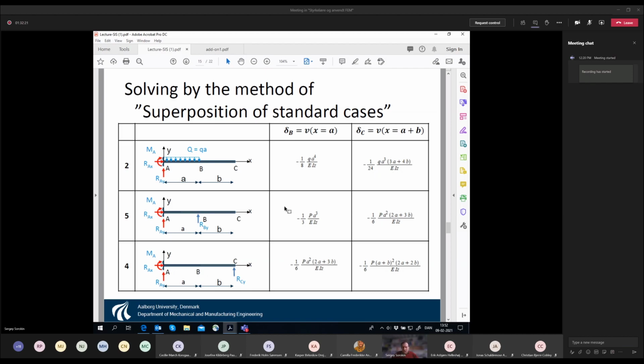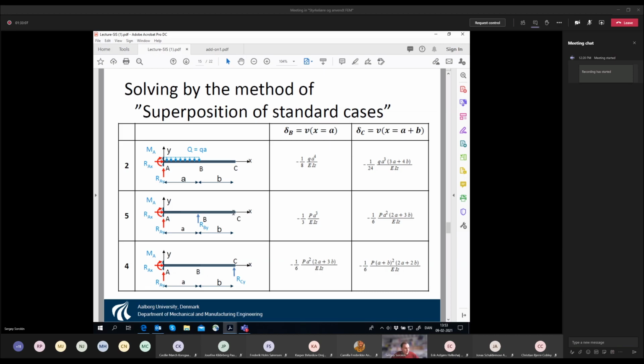Then you browse your table and you find this picture. And you say, aha, this is exactly what I need. And then again, you look into the table, and you see that if you have a force acting here, then you have this formula. You could be a little bit confused because in the table you have this letter P, because the table is formulated with the force designated as P. But in our case, this force is not P, but RBY.